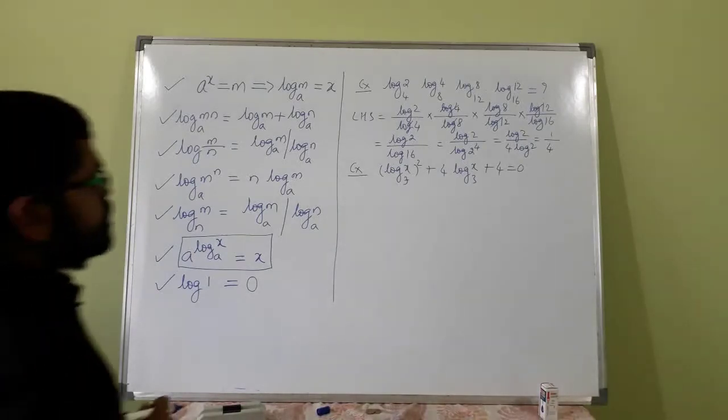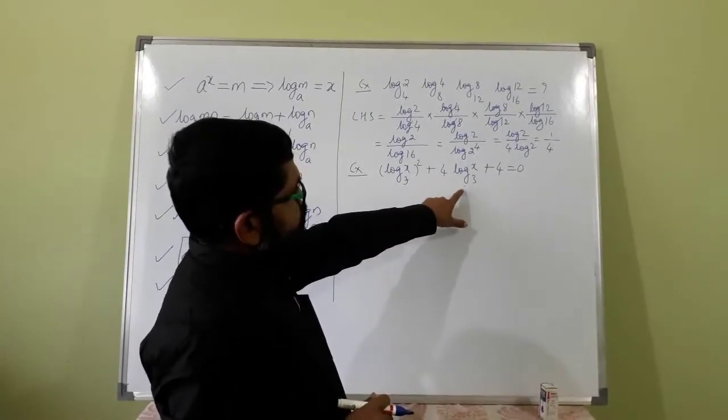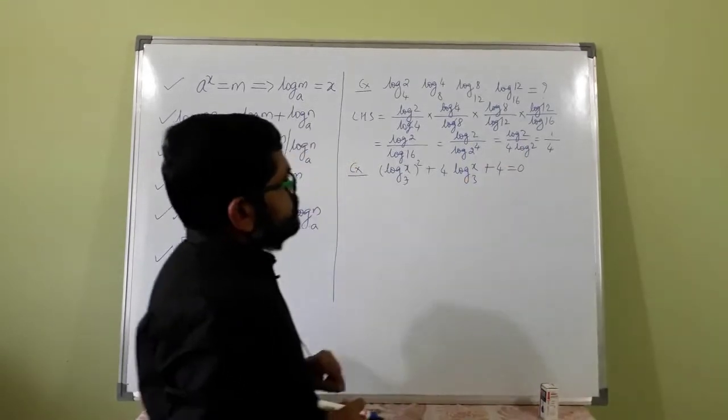Consider another example. Log x to the base 3, 4 times log x to the base 3 plus 4.